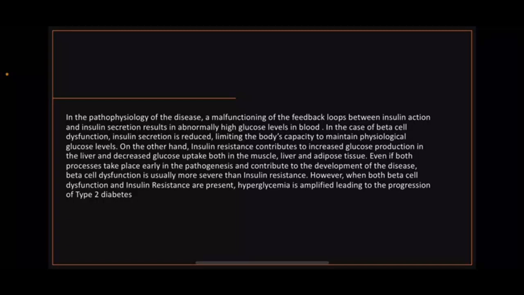Even if both processes take place early in the pathogenesis and contribute to the development of the disease, beta cell dysfunction is usually more severe than insulin resistance. However, when both beta cell dysfunction and insulin resistance are present, hyperglycemia is amplified, leading to the progression of type 2 diabetes.